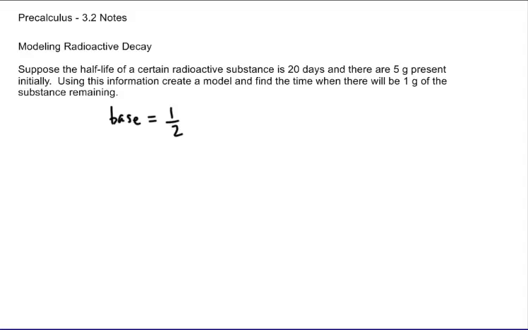So the big thing with half-life is to remember that your base on a half-life is going to be a half. And so the initial amount is this part. So it still follows all of our items that we've talked about in relation to populations. So basically what I'm going to have here is 1/2 to some power t, and I initially have 5 grams to start. So my function is going to look like this. I'll just call it h for half-life.